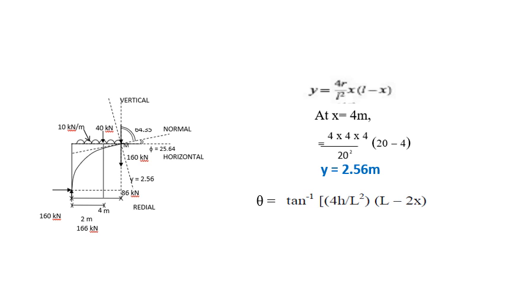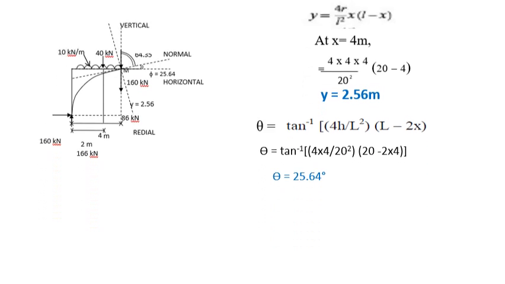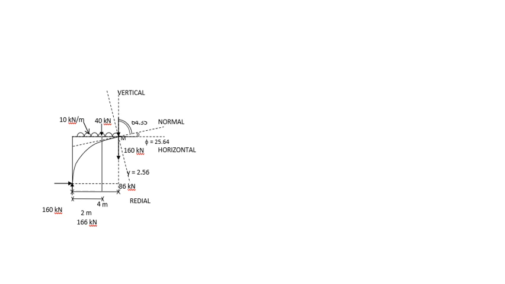So substituting in the equation, theta is equal to tan inverse of 4R by L square into L minus 2X, we get theta as 25.64. So these are the preliminary steps before finding the internal forces at the given section. So now find out the shear force at the given section. Shear force is nothing but the algebraic summation of all the vertical forces.